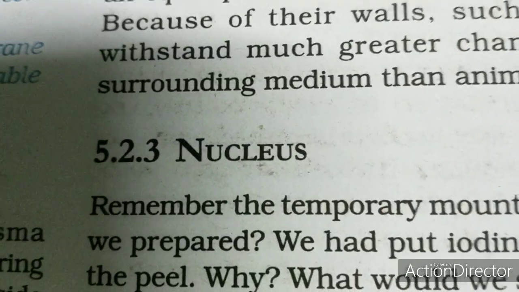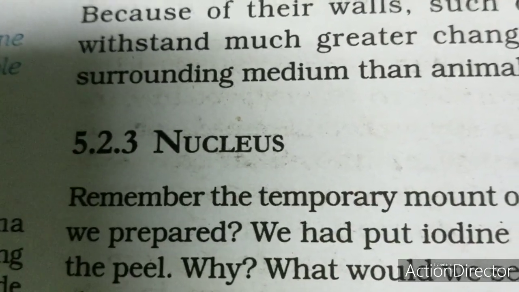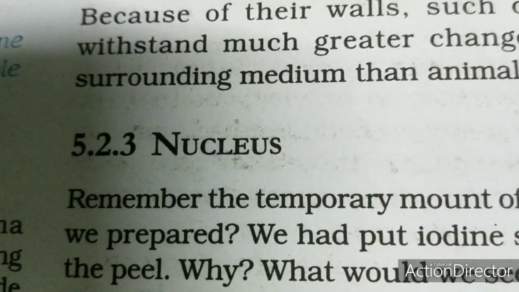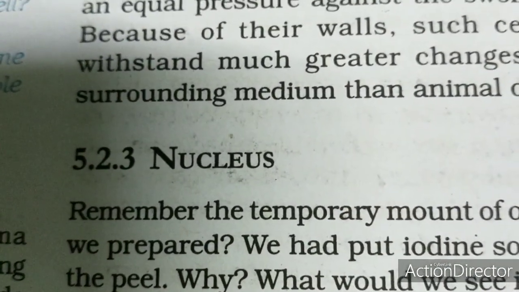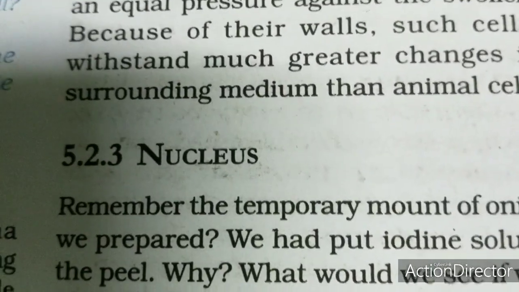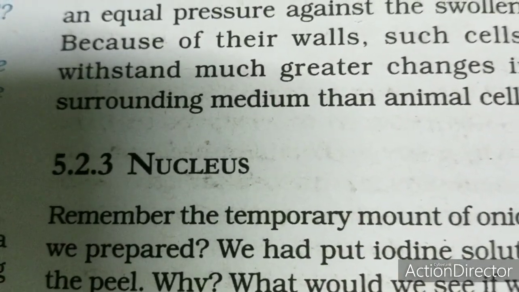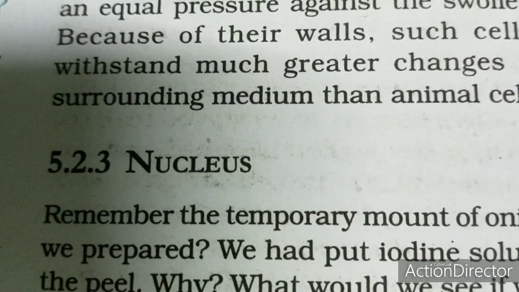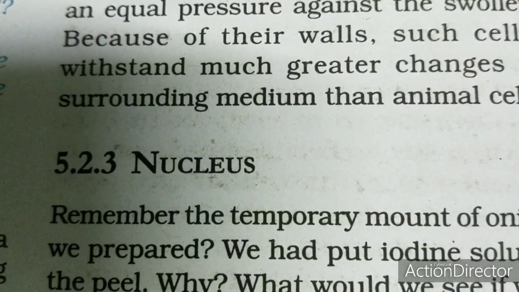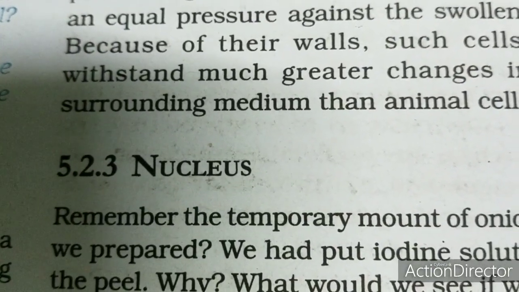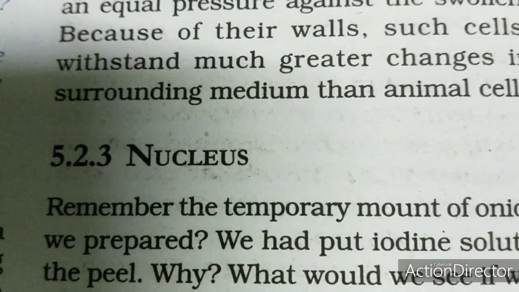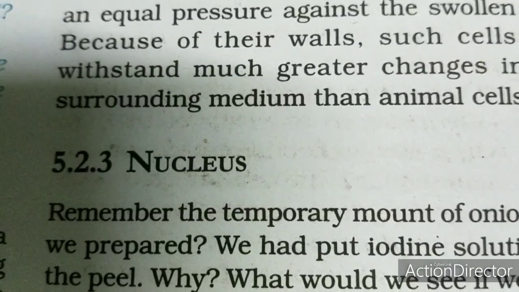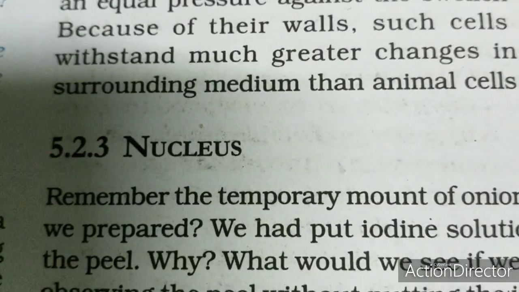Hello children, in the last video we have learnt about the cell membrane or the plasma membrane, and we learnt about what is plasma membrane, what is its nature and its functions. We have also learnt that the plant cell, apart from the cell membrane, has one more layer over the plasma membrane. That layer is called the cell wall. Cell wall is found only in the plant cell and it is absent in the animal cell.